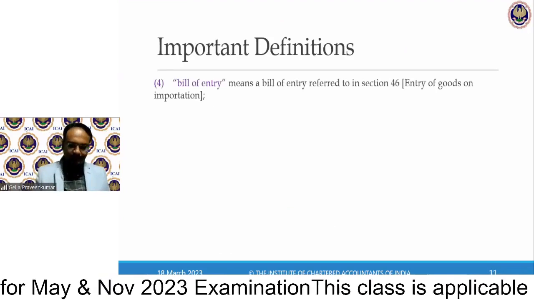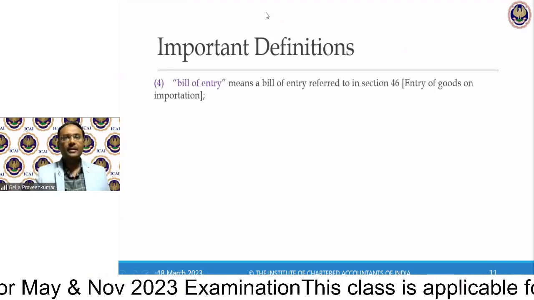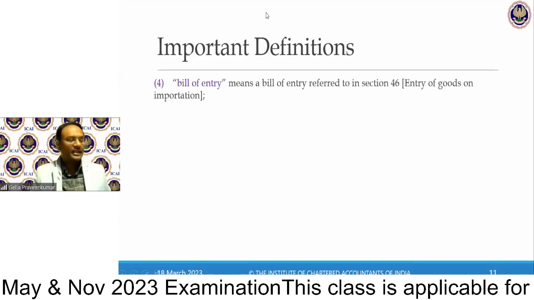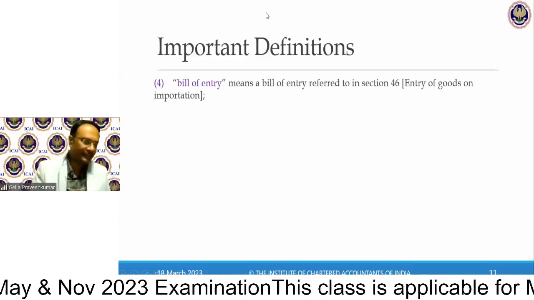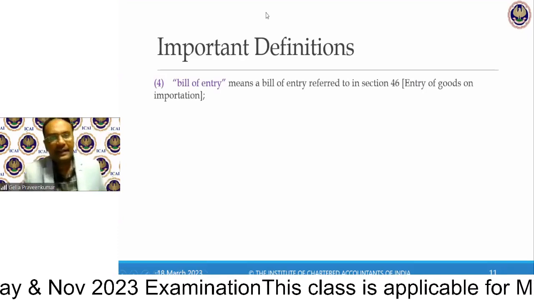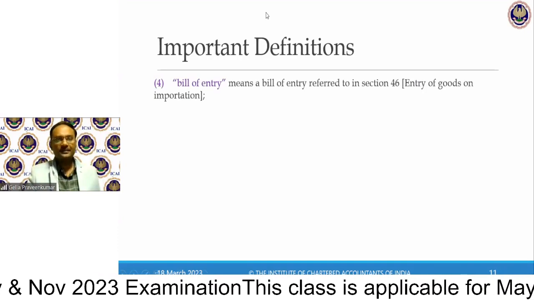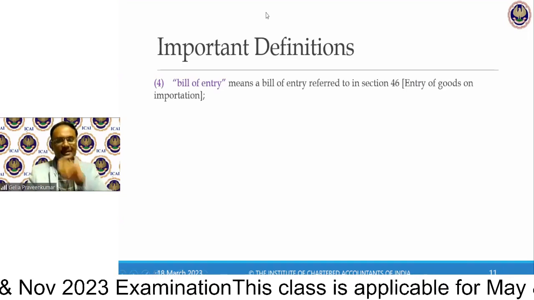Moving on further, bill of entry. Bill of entry is an application under section 47, where a bill of entry is referred to in section 46, entry for goods on importation. Let me see if there are any questions.